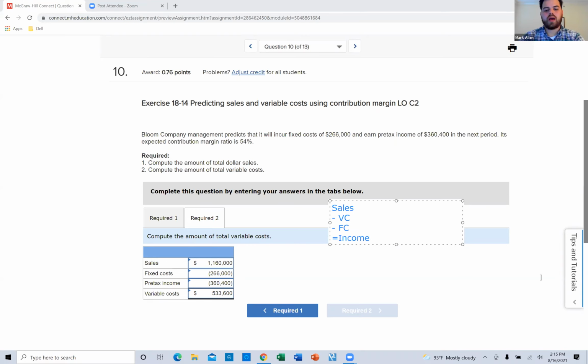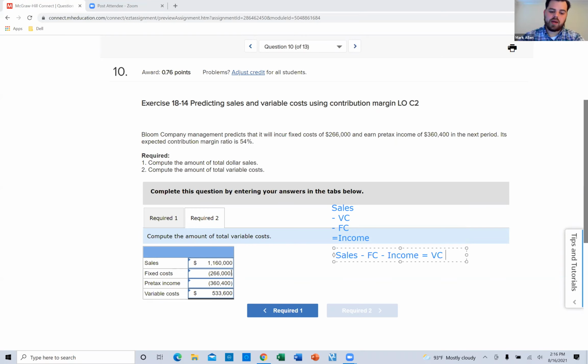It'll be a little bit more clear without it. So I've got sales minus variable costs minus fixed costs equals income. Well, if I subtract income to this side, and then I add variable costs to this side, what that becomes is sales minus fixed costs minus income equals variable costs. And that's exactly what we see here.